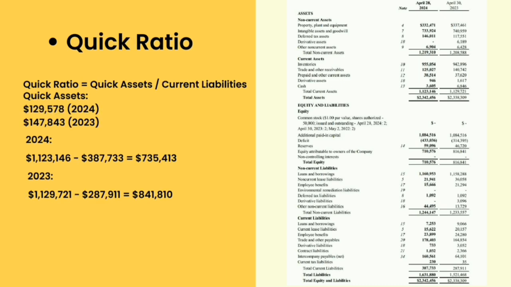For the quick ratio calculation, the quick ratio equals the quick assets divided by the current liabilities. So ito yung quick assets natin, the inventories and the prepaid expenses. In 2024, the total quick assets is 1,123,146 pesos minus the current liabilities, which is 387,733 pesos. It equals 735,413 pesos.